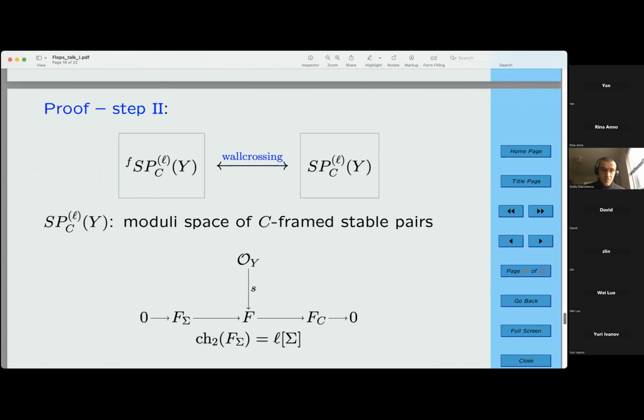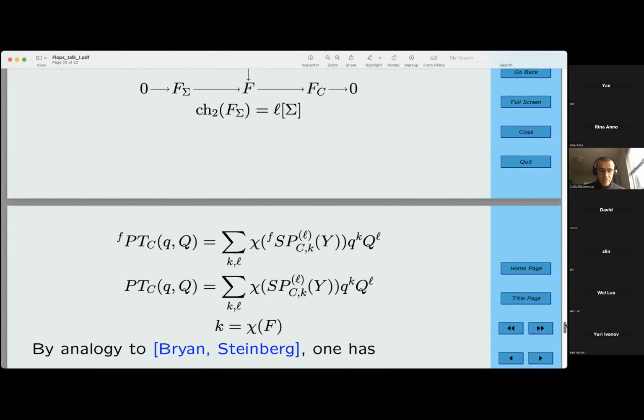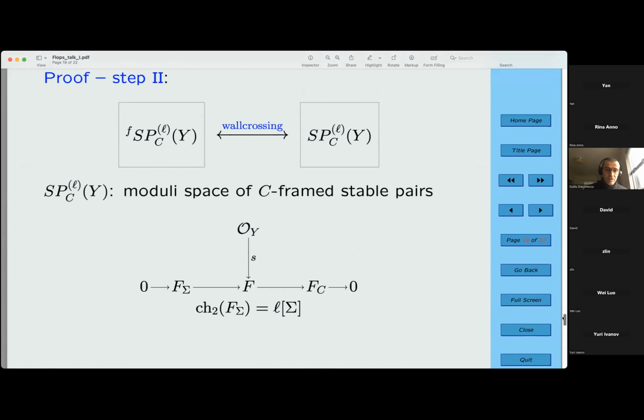The second step is to prove a wall crossing result. It's analogous to a result proven in Bryan and Steinberg. In fact, it's a C-framed variant of a wall crossing formula, which relates C-framed F stable pairs to just C-framed stable pairs. So I'm dropping the F, and I'm going to relate them further by wall crossing to C-framed stable pairs.